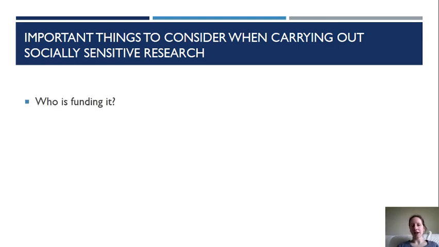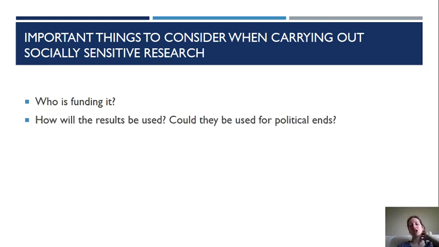If you are carrying out socially sensitive research, you need to consider in the first place many things. Who is funding it? If there's a particular institution funding it, they may have an ulterior motive. How are they likely to use the results? Are the results likely to be used for political ends? Is it being funded by a politically based organisation? All of those questions are important to ask.